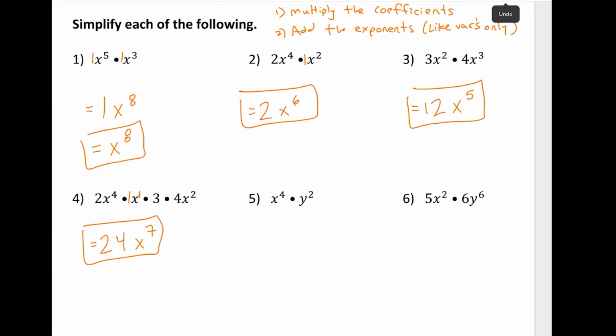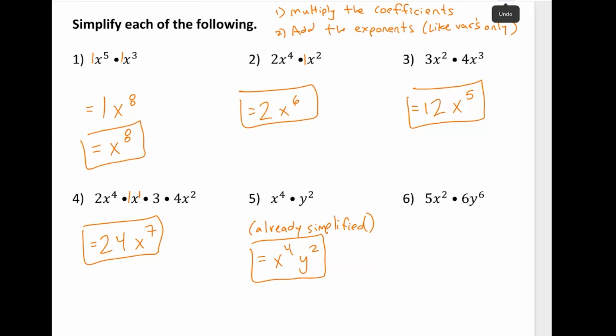Now number 5, see x and y, those are different variables. So you cannot combine this. This is already simplified. There's nothing we could do here. If there were different coefficients, we could multiply them together. We'll see that in the next one. But 1 times 1 is just 1 anyway, so it's just x to the 4th y squared. Not really anything we could do with that.